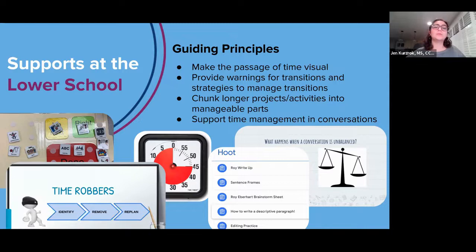That can be really purely executive function time robbers. Like maybe they got distracted. Maybe it was an initiation challenge, like they didn't know where to start. Or it can often be social, like they were chatting with friends or they were distracted by what a friend was doing. So helping students understand what time robbers are at play for them and what are strategies to use to get back on track can be very helpful as well.